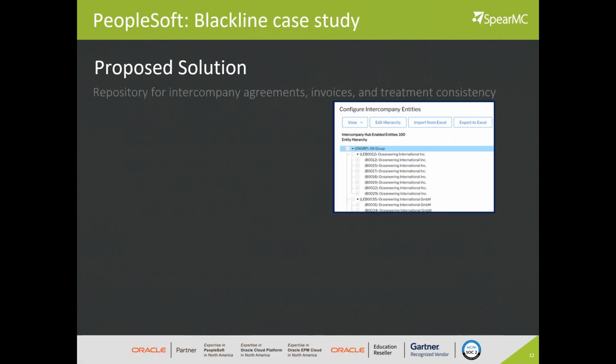So our proposed solution for this implementation and integration with PeopleSoft included a repository for intercompany agreements. It included a repository for intercompany invoices and defaults that would enforce treatment consistency. To do this, we had to enable the intercompany pairs. As I previously mentioned, we did not have that done in PeopleSoft. We chose to do that in Blackline as a matter of ease.